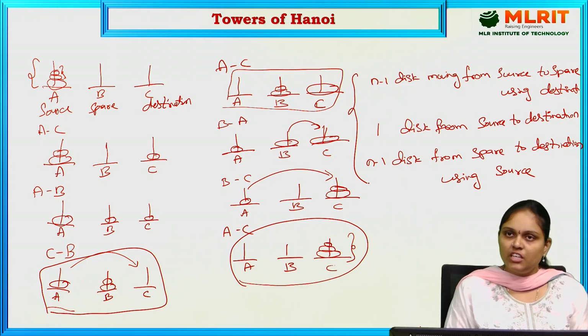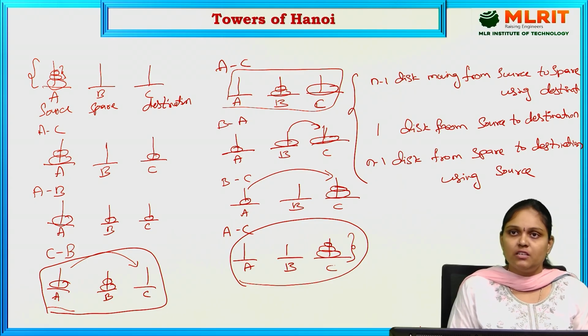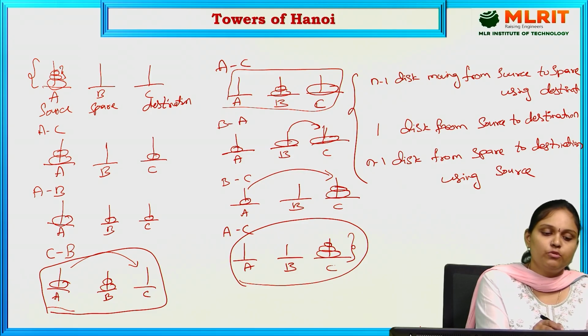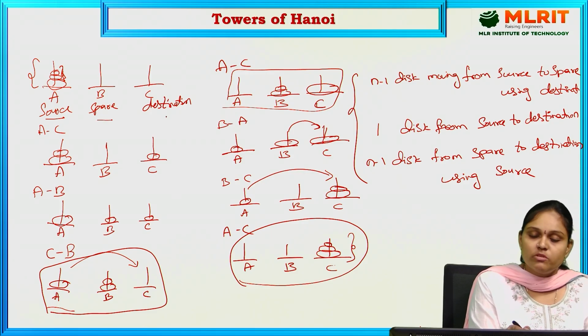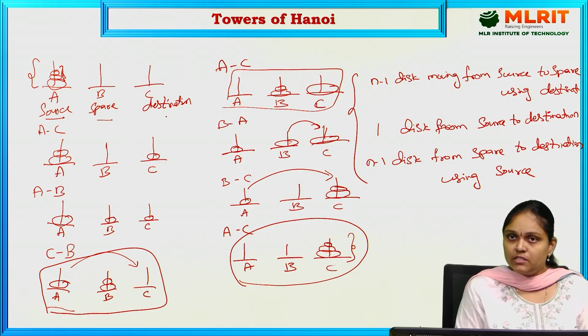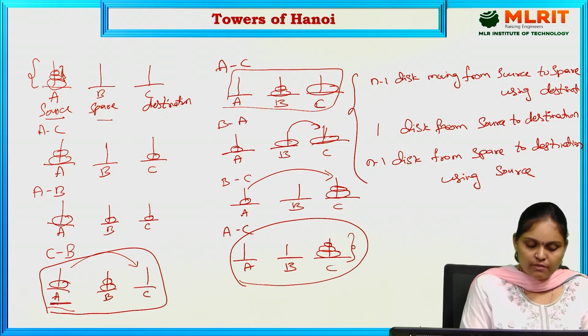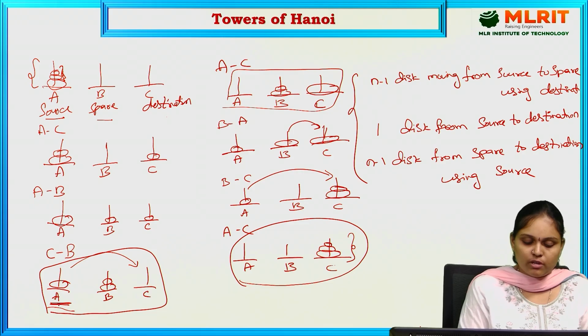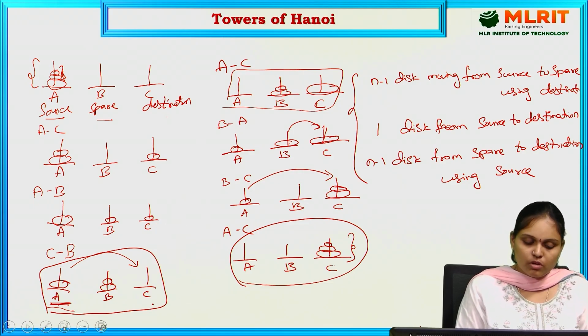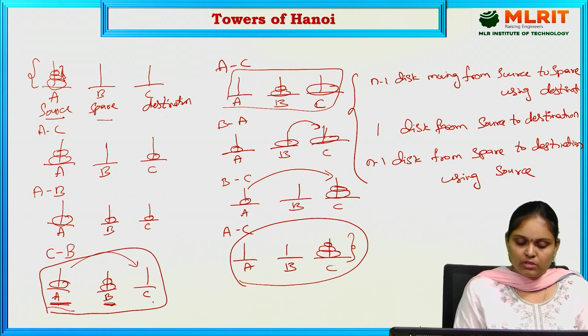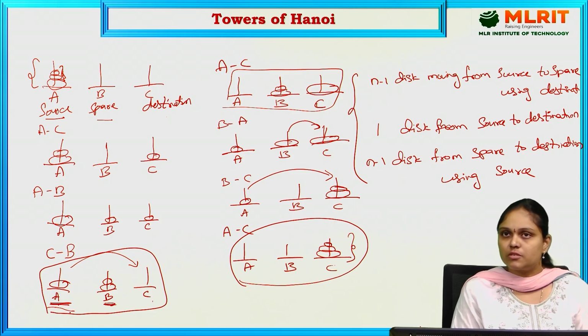First, initially except the larger disk, the first 2 disks that we have in front of the larger, before the larger there are 2 disks, we are moving from source to spare using destination. And next, whatever the large disk we have in A, we are moving from source to destination. And next, whatever the disks that we have in the spare, that is in B, we are moving from spare to destination using source.